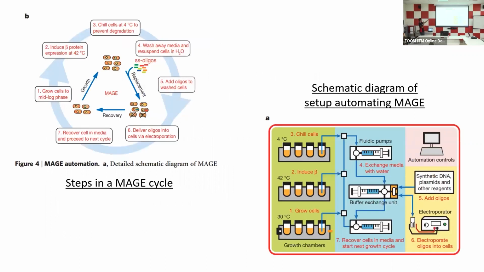So this is what a MAGE cycle looks like. First you grow the cells, then you induce the beta protein expression from the lambda phage system. Then if you want to preserve them, you chill them and then resuspend them when you want to transform. Add the oligonucleotides to the solution, deliver them to the cells by electroporation, and then after selection of the cells, which is not exactly given here, selection of the cells showing the phenotype, you recover the cells and proceed to the next cycle. And this is how the automated schematic diagram of MAGE looks. So you have various pumps and you have storage units to keep the cells.